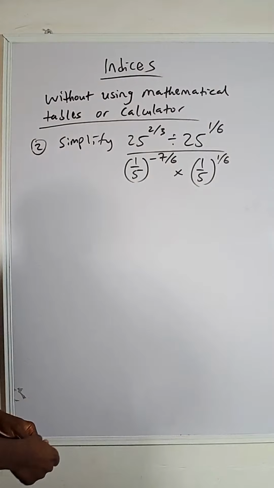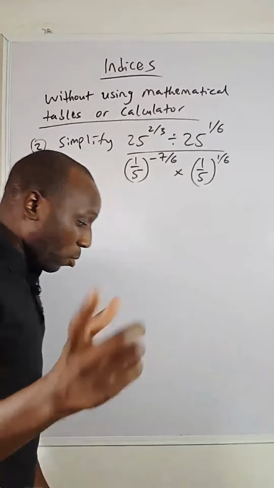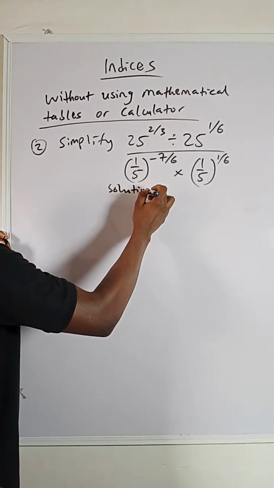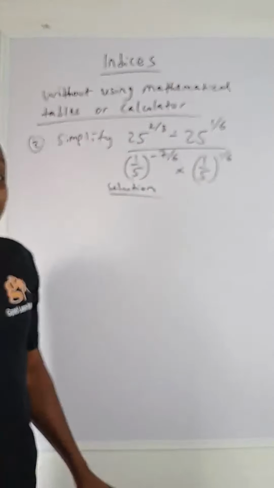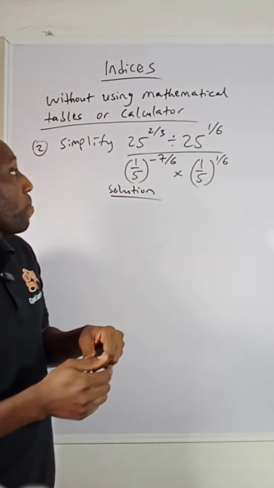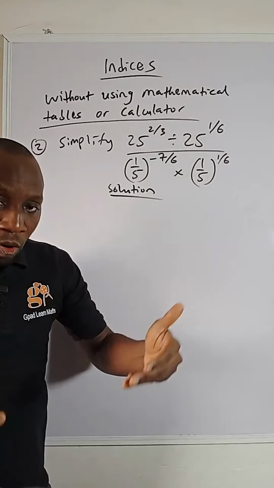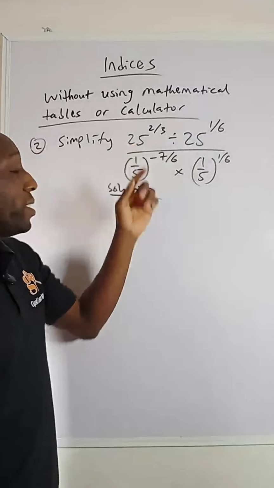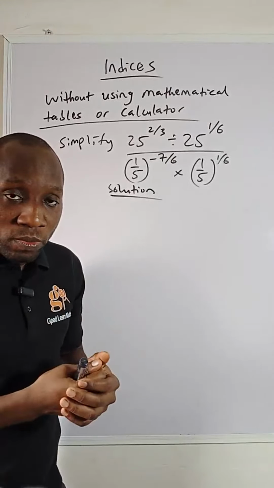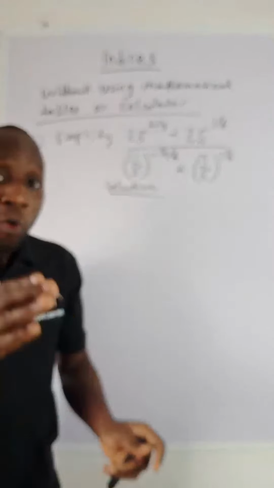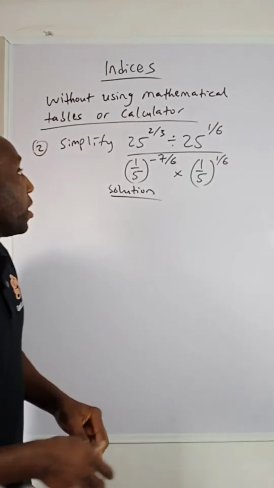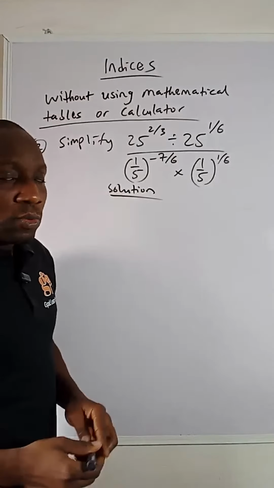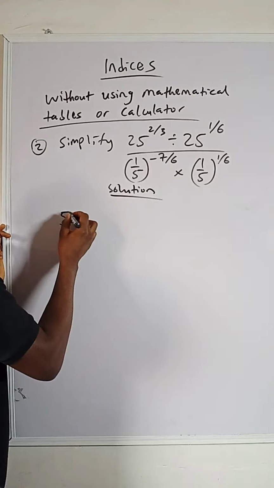Okay, are we ready? So I'm going to do this one. Don't worry, I have some questions for you to try after this. So let's begin, just like I did for the first one. We can make all of them have a common base of 5. 25 is 5 raised to the power of 2. The same thing here, this is 1/5. So let's start with 25. I can rewrite 25 as 5 raised to the power of 2.